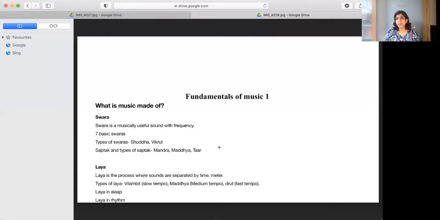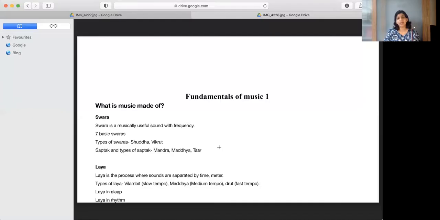Laya can be very easily understood. Laya in music is another thing, but if you want to understand it, it is present everywhere around us. It is present in the heartbeat of a human being. We don't have to constantly remember that everyone's heart is beating, but it does beat. That is why we are all alive and working. Pulse rate is a classic example of laya. Heartbeat is a classic example of laya.